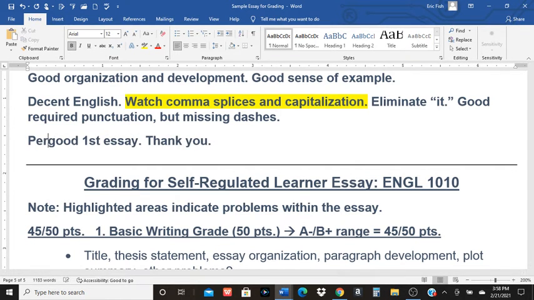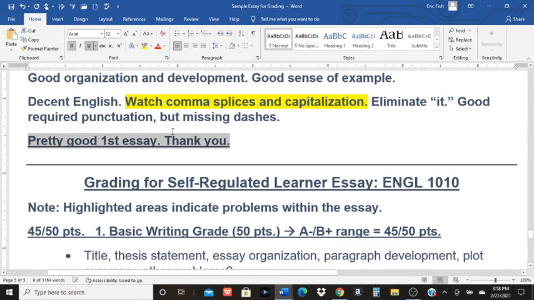I don't know, with all those errors, that may not be a very good essay, but it's a pretty good first essay overall, so we're going to leave that there. Quite often I'll underline that.